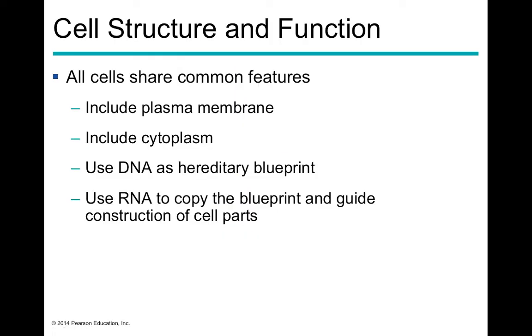All right, so what are the common features of cells? First and foremost, they have a plasma membrane. This is important. This is like having the roof and the walls for your building. This is what keeps the inside separate from the outside, which allows us to have, again, homeostasis or homeostatic conditions on the inside of the cell.